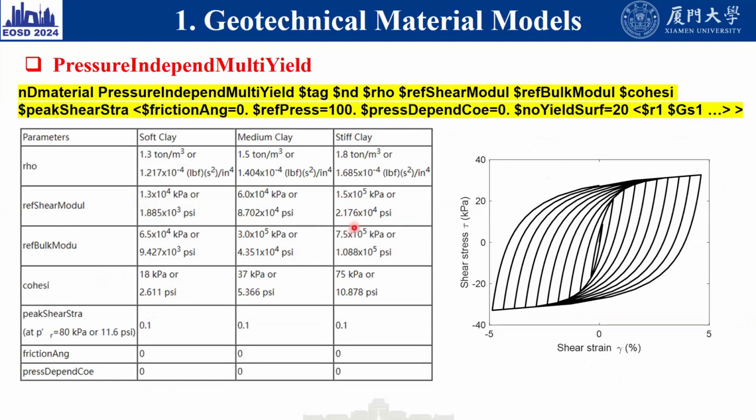For stiff clay, the cohesion will be 75 kPa, so it's much larger. Means that this soil is rigid. It's not rigid, but it's stiffer. So in this table, we don't specify friction angle, right? If you want, then you can put friction angle here. So the figure to the right is an example of the soil response. So it looks perfect, right, on the cyclic loading.